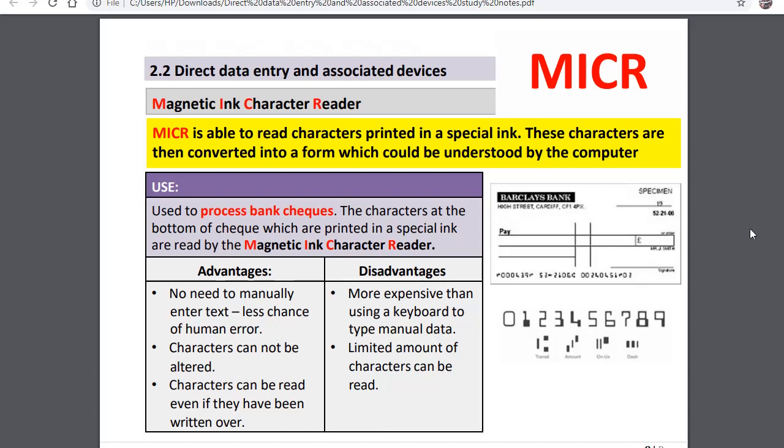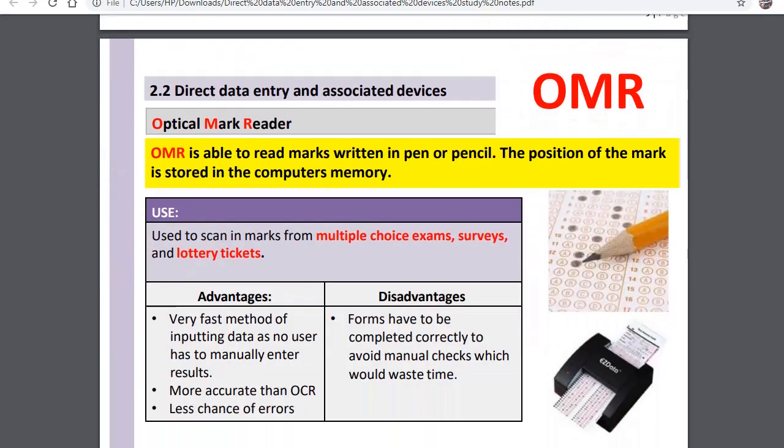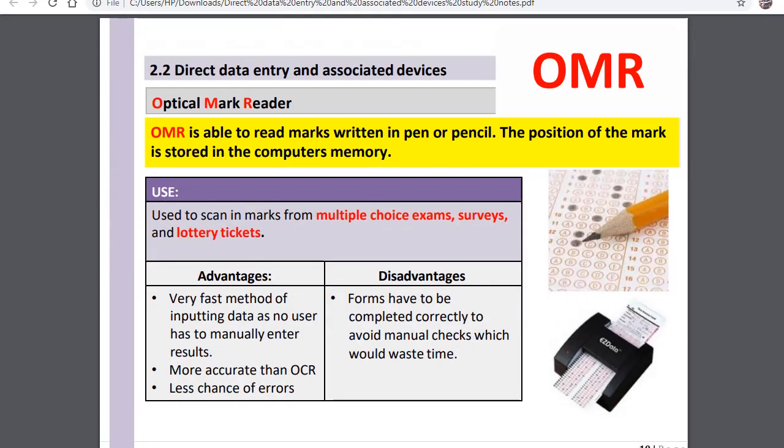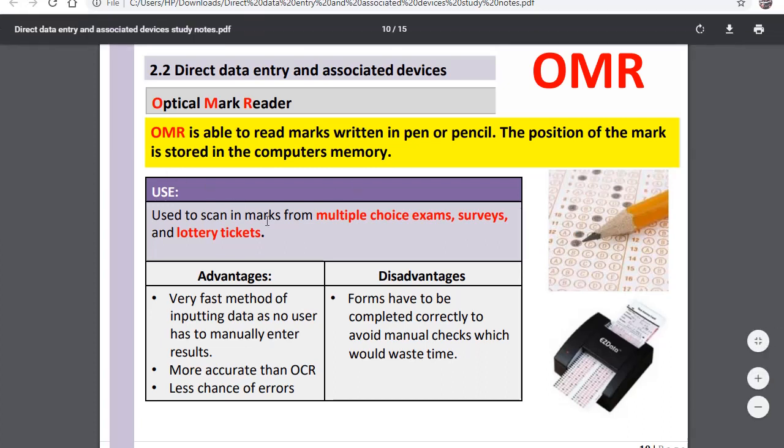OMR. OMR is an abbreviation for Optical Mark Reader. OMR is able to read marks written in pen or pencil. The option of the mark is stored in the computer's memory, or the correct answers of the marks, the model answers, will be saved in the computer memory. Actually, the OMR technique is used in correcting the IGCSE exams, okay, used to scan in marks from multiple choice exams, the surveys, and the lottery tickets.